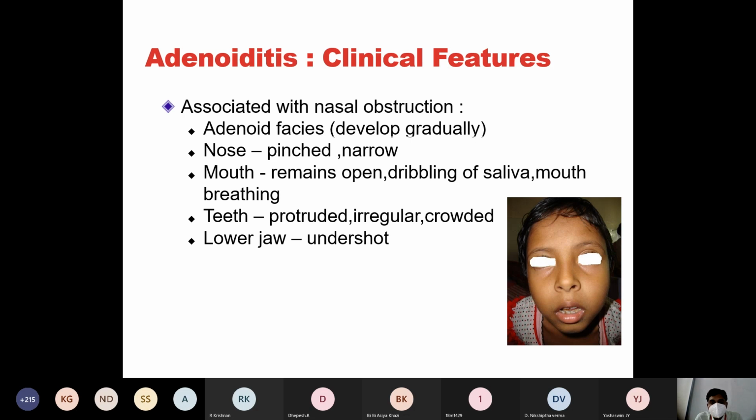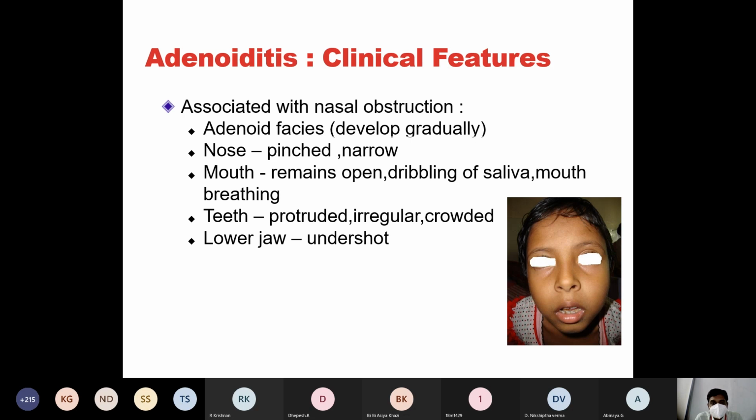So adenoiditis can cause obstruction of the nose, which leads to mucus collection in the nasal cavity and frequent colds. The child will have this characteristic appearance, which is seen in the picture, known as adenoid facies. Over a period of time, because of chronic adenoiditis, this can occur. What are the features of this adenoid facies?